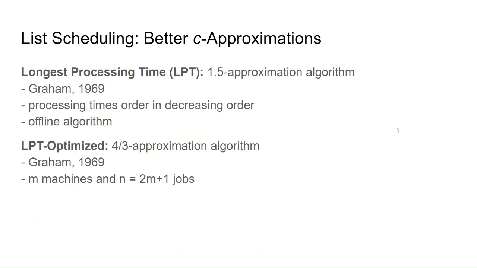Due to the restraint on time, I will not be going into detail about these approximations, but I would like to mention that Graham was able to optimize list scheduling even further. I did demonstrate the longest processing time first earlier in the slides, but Graham was able to mathematically prove that the longest processing time is a 1.5 cost algorithm, and that the same algorithm can be reduced to a 4/3 cost algorithm when using m machines and 2m plus 1 total jobs.